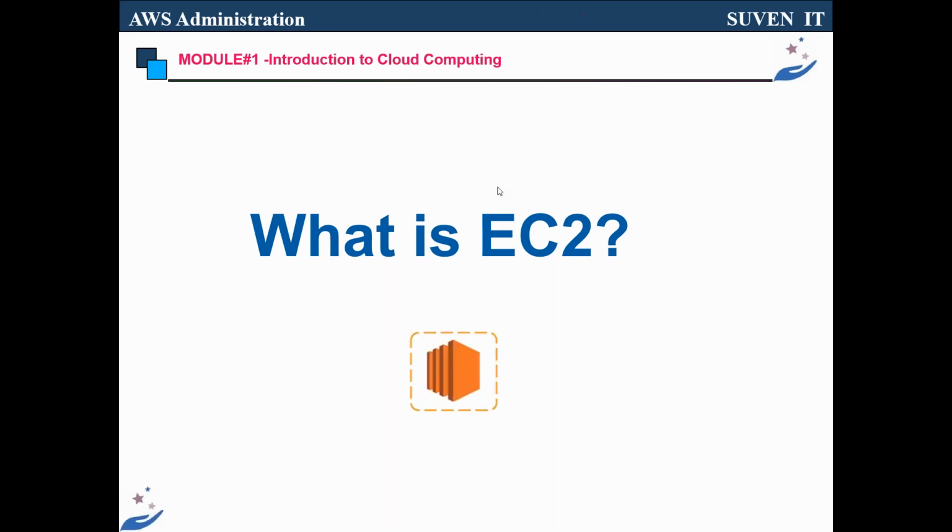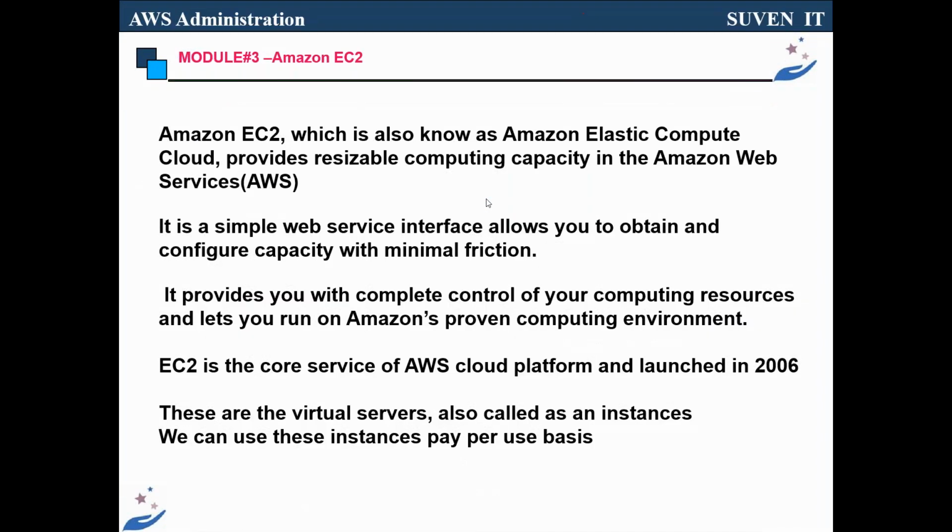So what kind of server? These are mostly virtual servers, and we have physical servers also, but we are talking more about virtual servers. In this case, we call them instances. EC2 is the core service of AWS, and it was developed in 2006. All AWS servers are called instances in AWS terms.